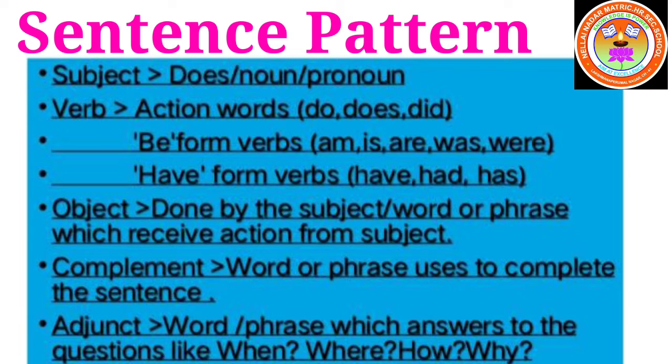Then object. Object means a word or phrase which receives action from the subject, or what is done by the subject. For example, Subiksha played chess. Subiksha is obviously a subject because it is the name of a girl. Then played means action word. She played something. Then chess, the word which receives the action of playing from the subject. So chess is an object.